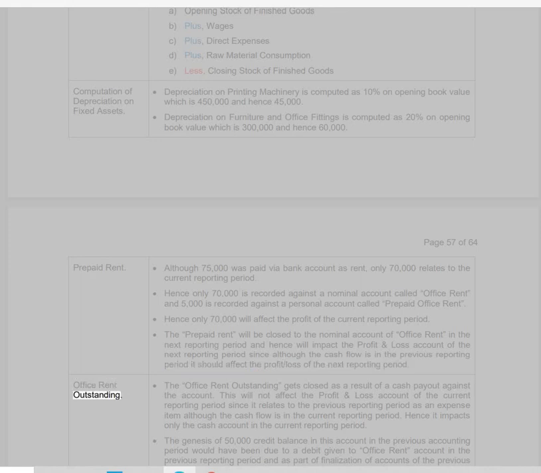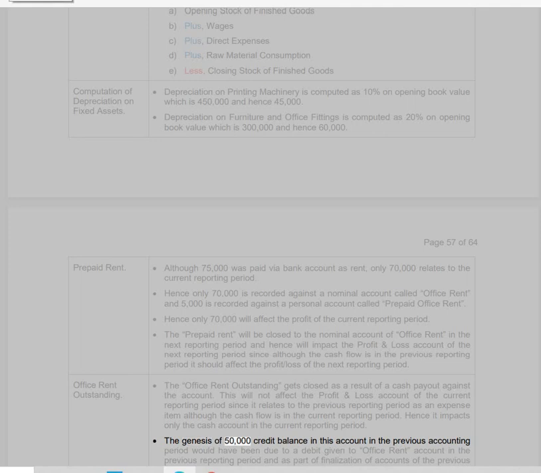Office rent outstanding. The office rent outstanding gets closed as a result of a cash payout against the account. This will not affect the profit and loss account of the current reporting period, since it relates to the previous reporting period as an expense item, although the cash flow is in the current reporting period. Hence it impacts only the cash account in the current reporting period.